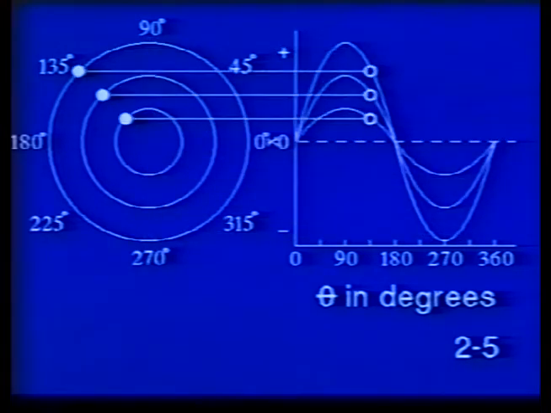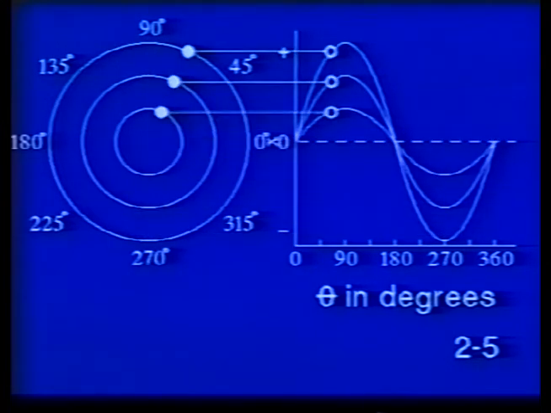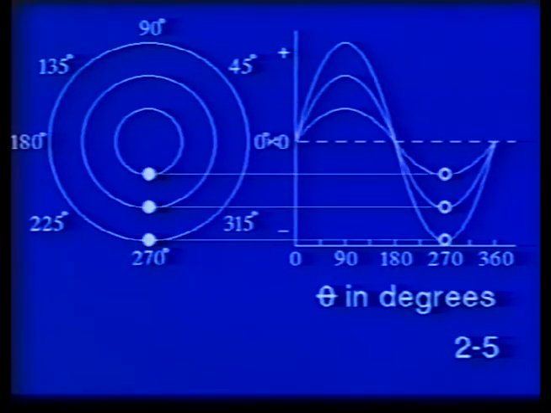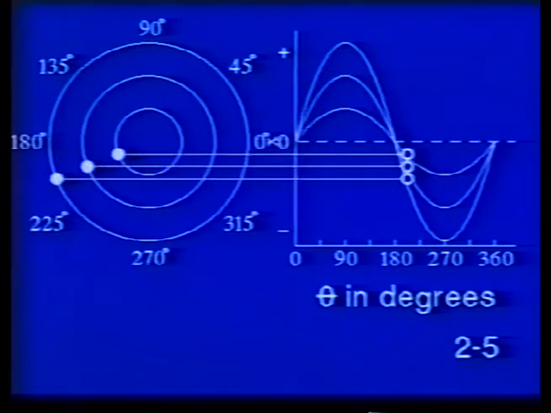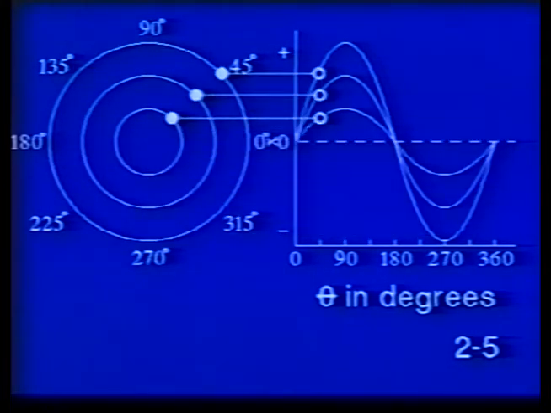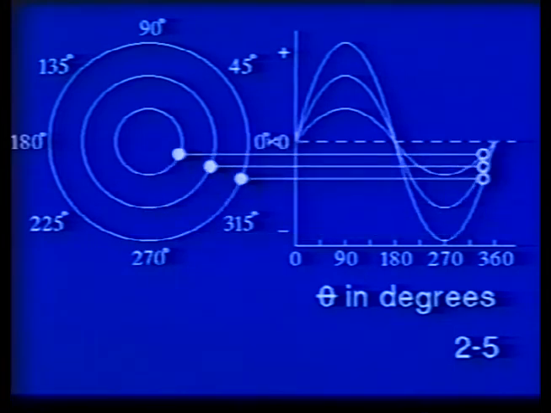As the dots on the circles move through the various angles of rotation, the magnitude of displacement corresponding to any particular angle varies with the size of the wheel. We can see, though, that each of the three waveforms has the same general shape.